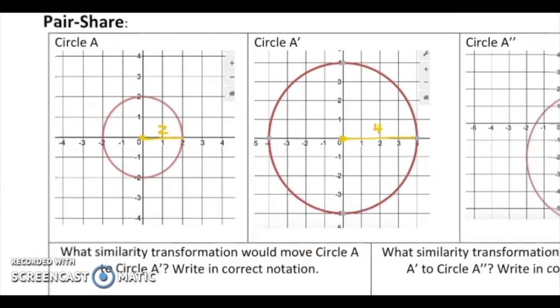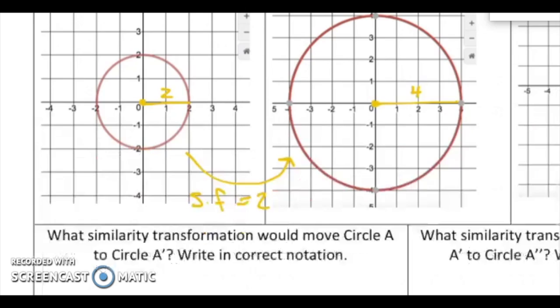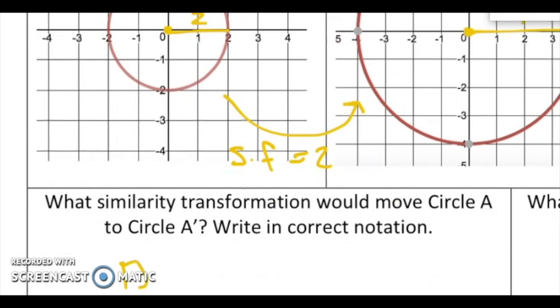So my center has not changed. This has not translated at all. But what has changed is my radius. And it's been multiplied by a scale factor of 2. So when I look here, I'm going to have a dilation around the origin by a scale factor of 2 of circle A.